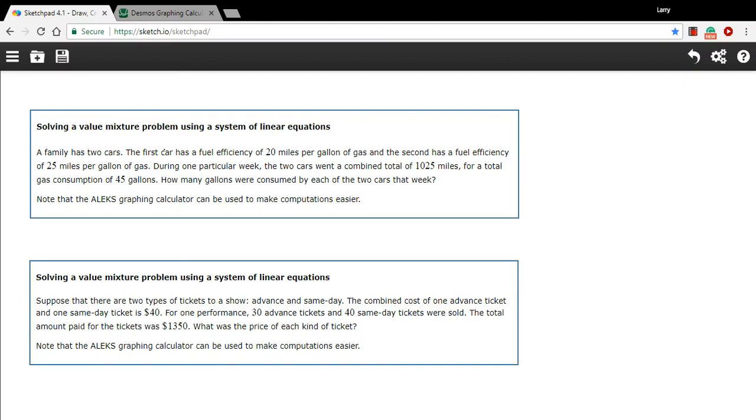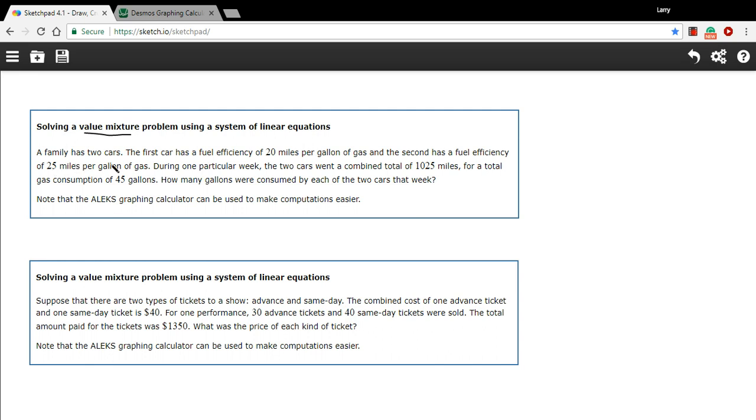Here we have a couple of problems of the type that are called value mixture problems. And we're going to need a system of equations to figure them out. There are two things we're looking for at the end, so we'll have two variables and we'll need two equations to be able to solve for them. Let me just read the first one.